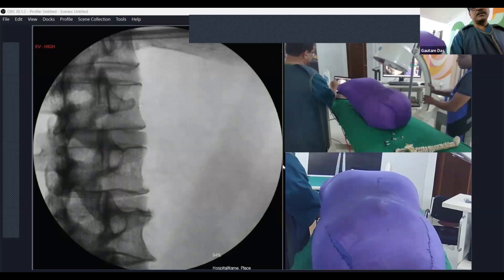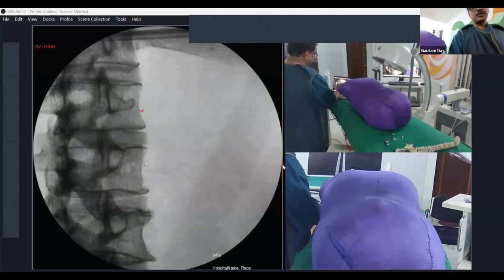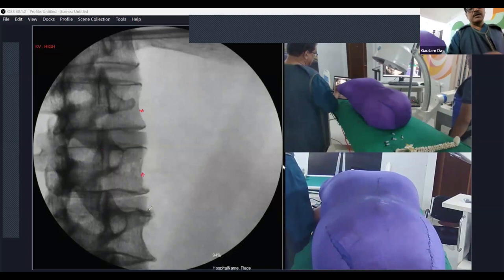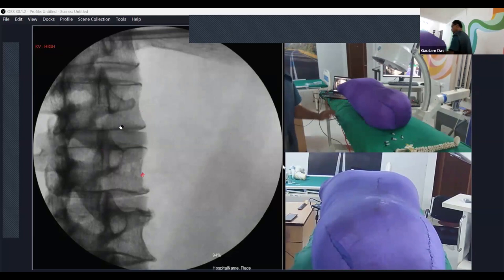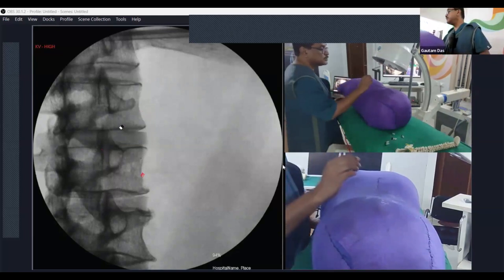So my needle will be here. This is for the L2. Sorry, the L2 is here. So here I should put in the needle. If it is L3, then upper part. But more or less the procedure is similar. What I'll do, you have to take a longer needle for the lumbar sympathetic.